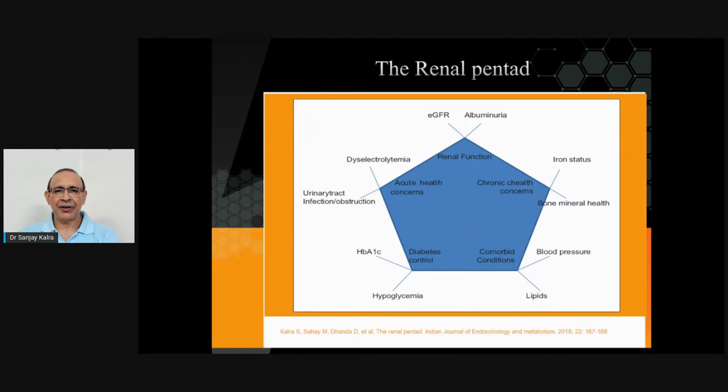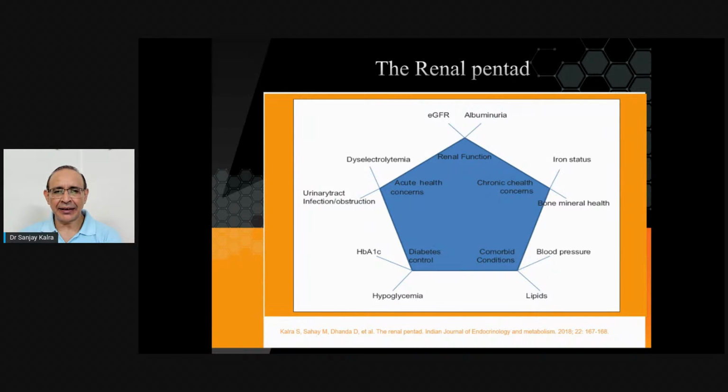In our clinics, when we assess patients with the renal disease, we have to look at various aspects. The renal pentad reminds us of what to do. Of course, we are worried about renal function, which is EGFR and albuminuria. See in this pentad, the point right at the top. So we will measure albuminuria and EGFR. But we should also be mindful of diabetes control, HbA1c, and we should avoid hypoglycemia.